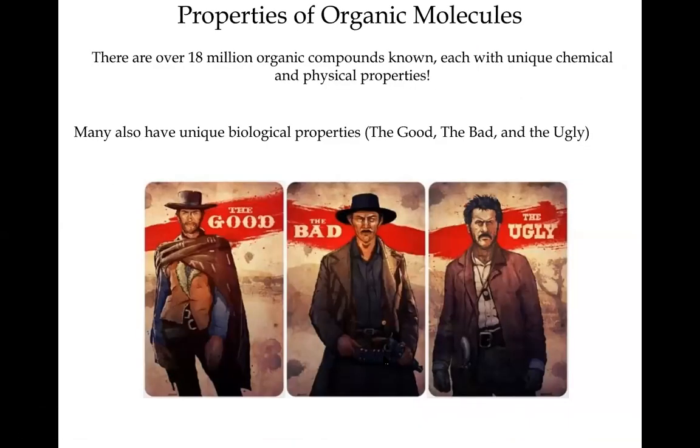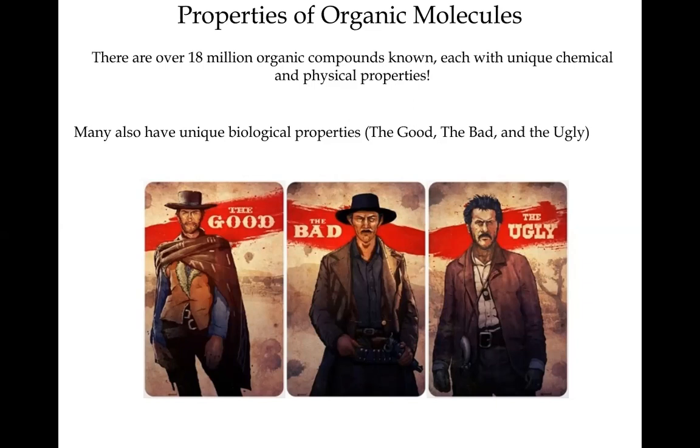Now, we know of over 18 million organic compounds, which is just kind of mind-blowing, really, if you think about it. That's a big number. And all of them have unique chemical and physical properties, right? No two organic molecules are exactly alike. Now, there are some that are very similar, and there are some that are biomimetics, right? They mimic. You can have compounds that mimic other compounds that we use.